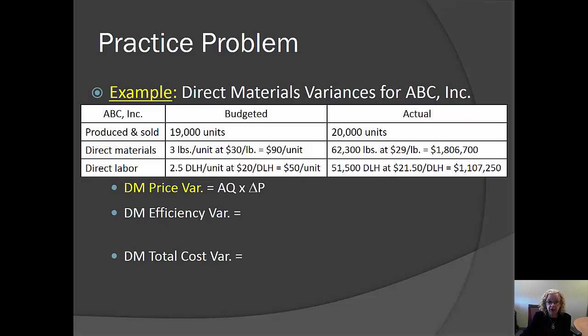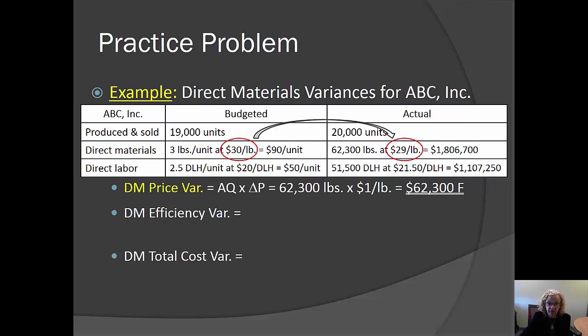The formula for the direct materials price variance is the actual quantity times the difference in price between what we expected to pay and what we actually paid. In this case, we were told the actual quantity of materials that was used, and we were also told the budgeted and actual price. We expected to pay $30 a pound. We actually paid $29 a pound for the amount of materials that we bought.